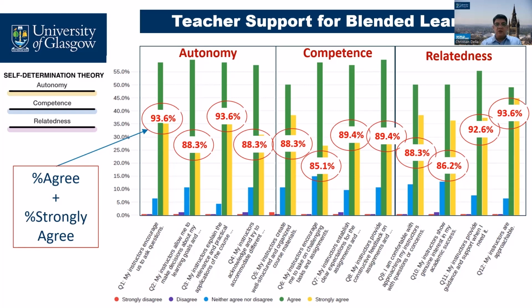For autonomy, the results indicate high levels of perceived autonomy. For competence, the results suggest that while this is slightly lower than autonomy, it is still high. For relatedness, the percentages are quite high, suggesting strong relatedness in blended learning environments. These results show positive perception of teacher support in the blended learning environment across the 3 measured needs.